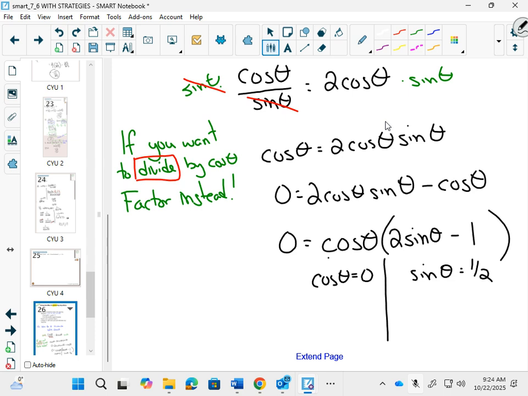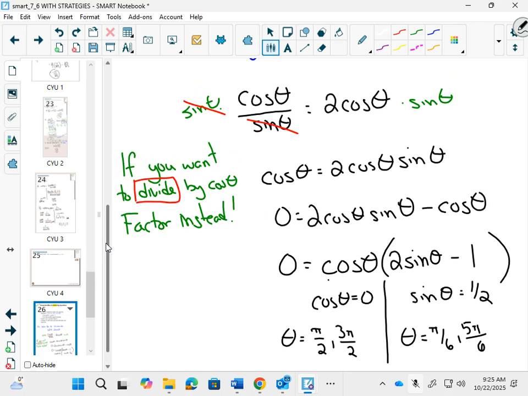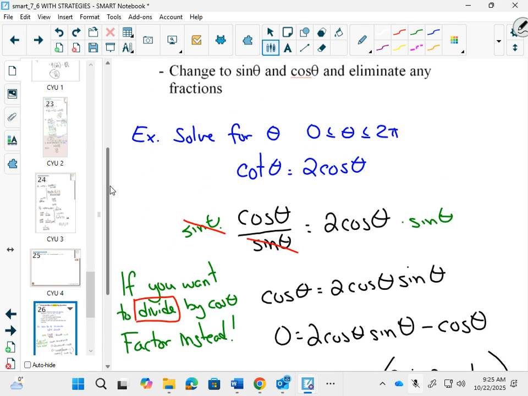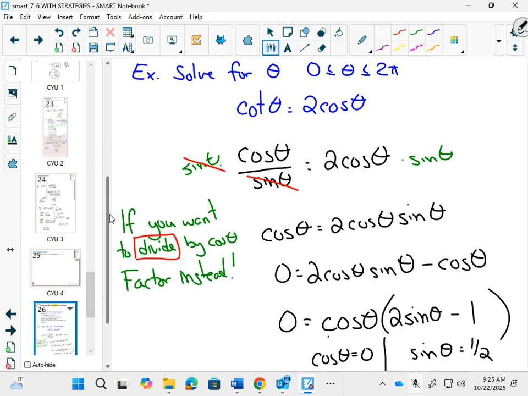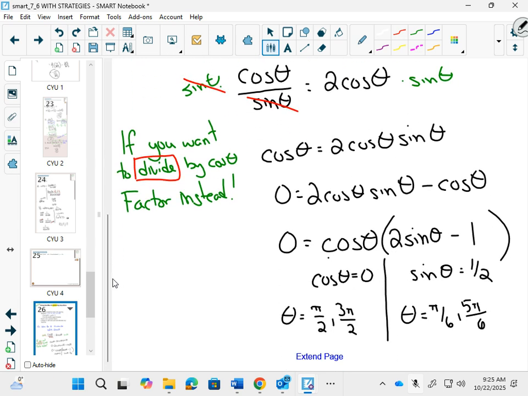And from your pi plane, when is cos equal to 0? Pi over 2 and 3 pi over 2. When is sine theta equal to a half? Pi over 6. And 5 pi over 6. Reread the question. Did it say between 0 and 2 pi? I probably, because I wrote this, I made that so I'd not be frustrated in the end that I have to change my domain.